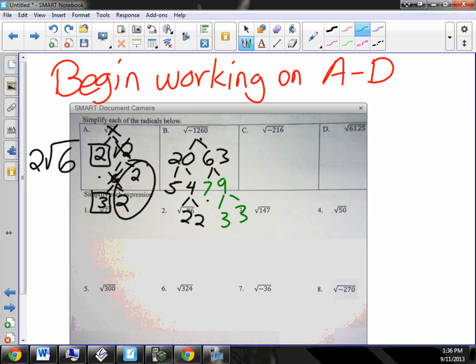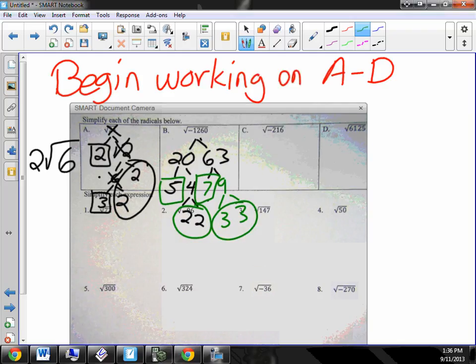Do I have any pairs? Pair of 2s and a pair of 3s. What's left over? I have a 5 left over and a 7 left over. So what comes out? 6. Don't forget i.